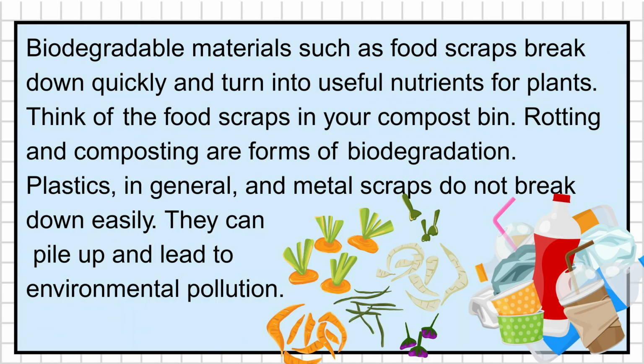Biodegradable materials such as food scraps break down quickly and turn into useful nutrients for plants. Think of the food scraps in your compost bin. Rotting and composting are forms of biodegradation. Plastics, in general, and metal scraps do not break down easily. They can pile up and lead to environmental pollution.